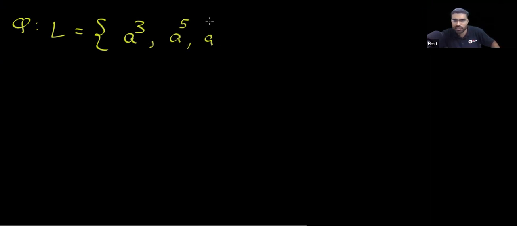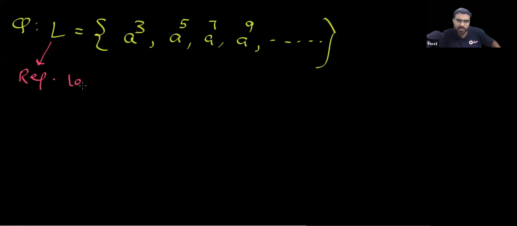Before we move on, I just want to give you another simple question. Consider this language where you have a power 3, a power 5, a power 7, and so on. Did you see the pattern? a power 9. This is your language. Find the minimum pumping length. First of all, you tell me, is this a regular language or not?